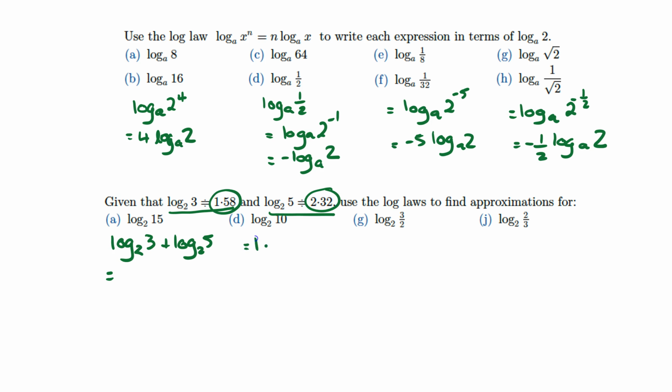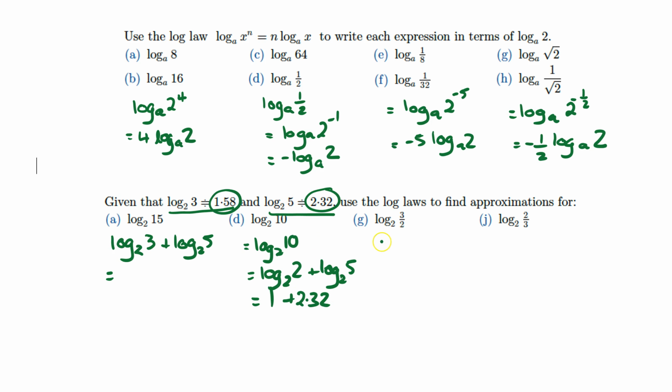Our next one, log base 2 of 10, then at first glance it looks like we haven't got enough information because we've got 5s and 3s, and we know that 10 is 2 times 5, and that we could write that as log base 2 of 2 plus log base 2 of 5. But log base 2 of 2 is just 1. So we've got 1 plus log base 2 of 5, 1 plus 2.32.